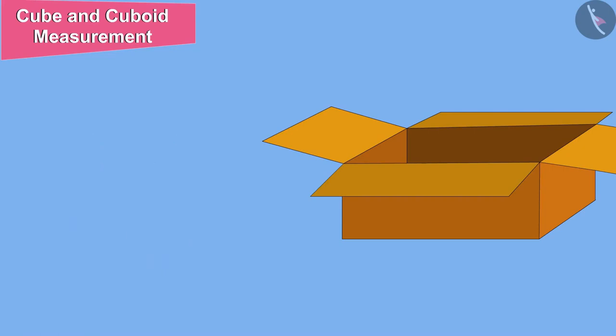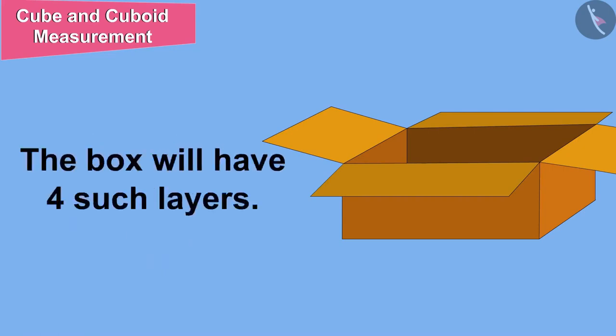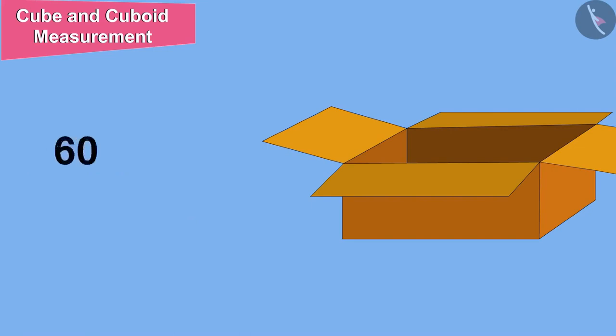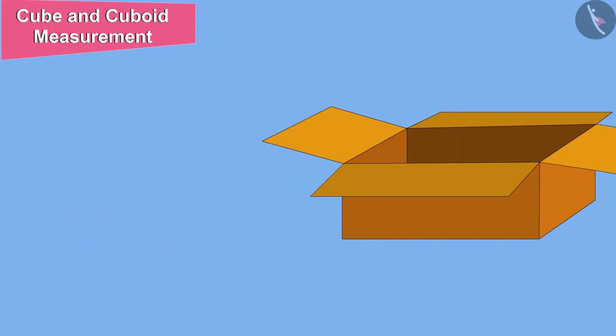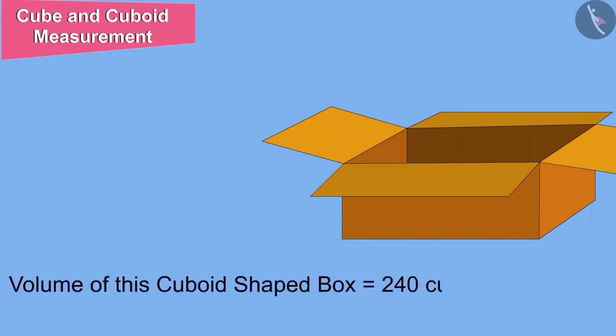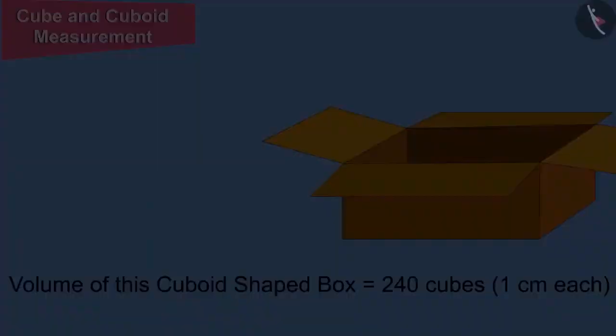And because the box will have 4 such layers, the box will have a total of 60 times 4, 240 cubes of dimension 1 centimeter each. In other words, the volume of this cuboid-shaped box will be equal to 240 cubes of dimension 1 centimeter each.